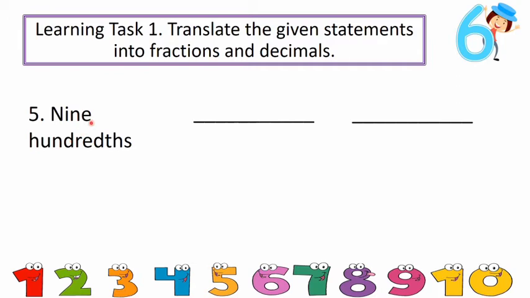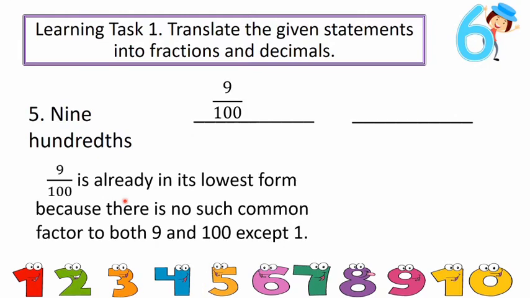So we have 9 hundredths. So we write 9 in our numerator and 100 in the denominator. Again, 9 over 100 is already in its lowest term or form because there is no such common factor to both 9 and 100 except 1. And to change it into decimal, don't forget numerator divided by the denominator. So we have 9 divided by 100.